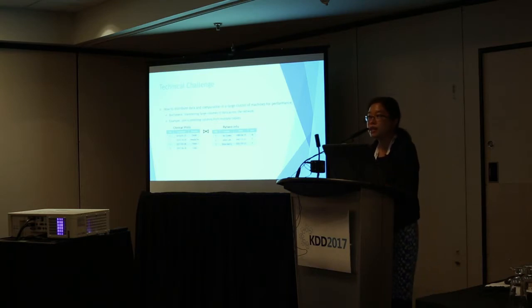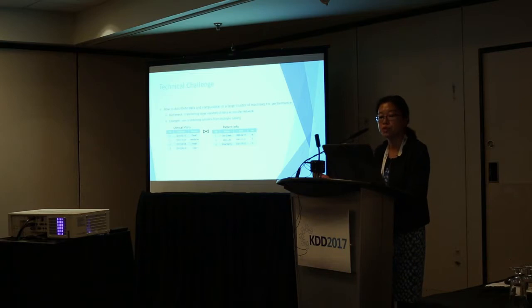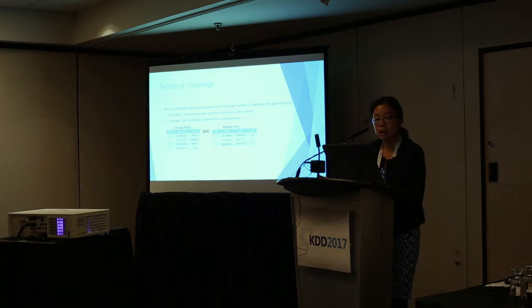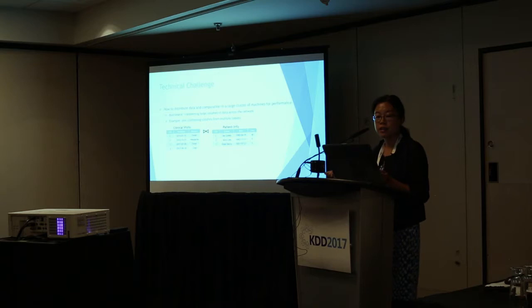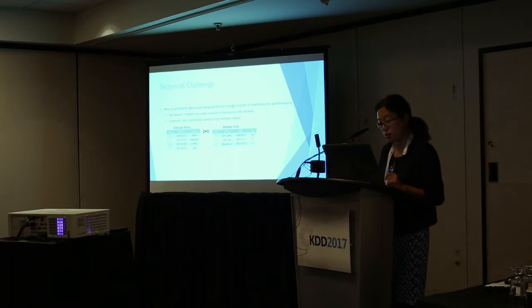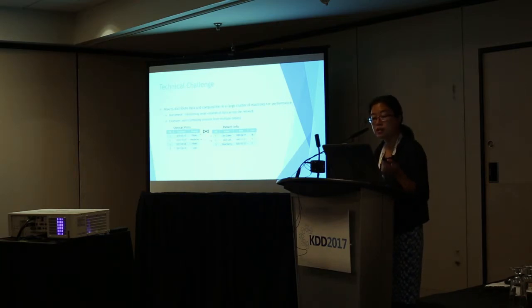Okay. So the major technical challenge in SQL-on-Hadoop is how to distribute data and computation in a large cluster of machines for performance. Quite often, the network becomes the bottleneck for performance. Here I will use the database join operator to illustrate this challenge. A join in a database is an operator to combine different columns of multiple tables together. In this example, I have a table called clinical visits and another table called patient information. I want to join these two tables on the patient ID, PID. The join operator combines the rows from the first table and the rows from the second table based on this PID, and you get a result like this.